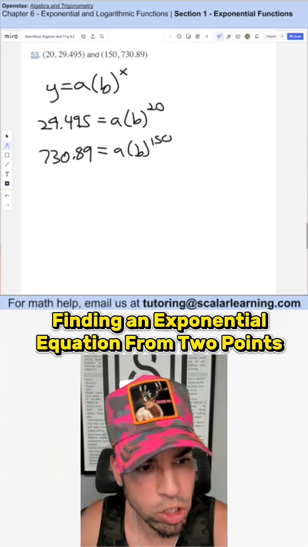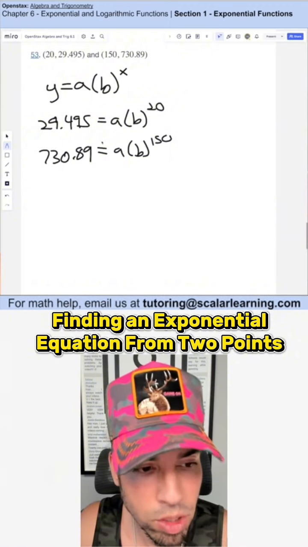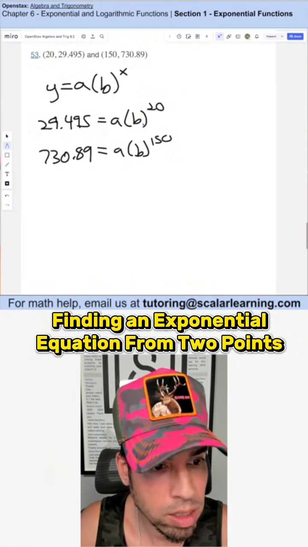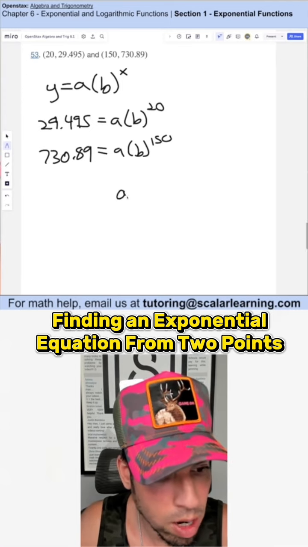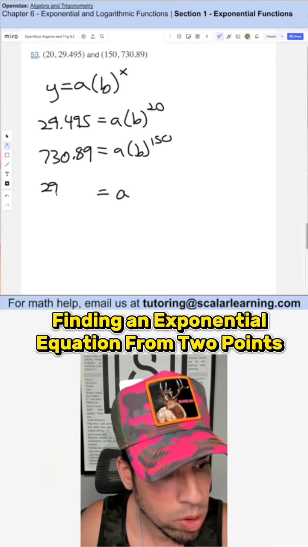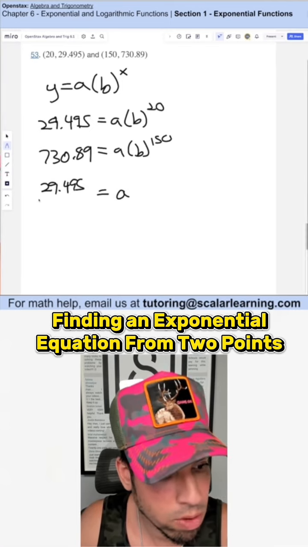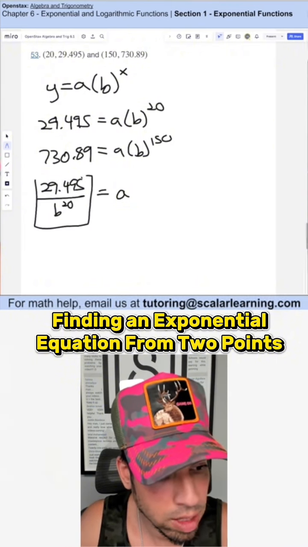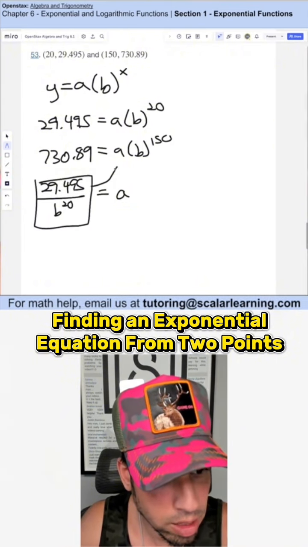So now we have two equations. Now we can substitute and solve for these two values. So if I divide both sides by b to the 20th power, I know that a equals 29.495 over b to the 20th power. Now I can take this and substitute it in for a in the second equation.